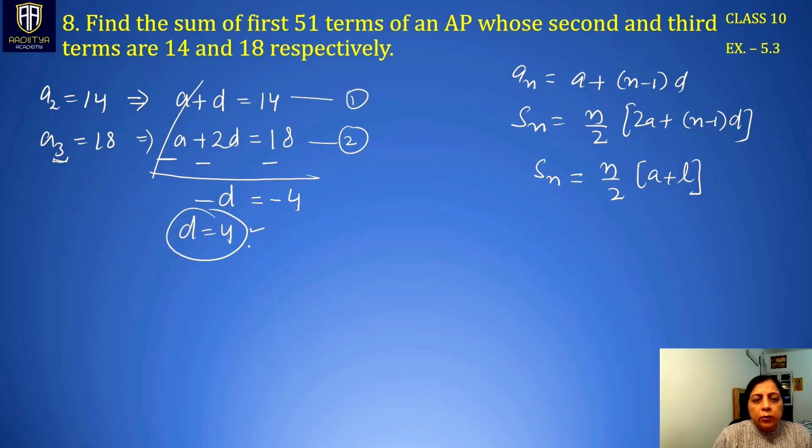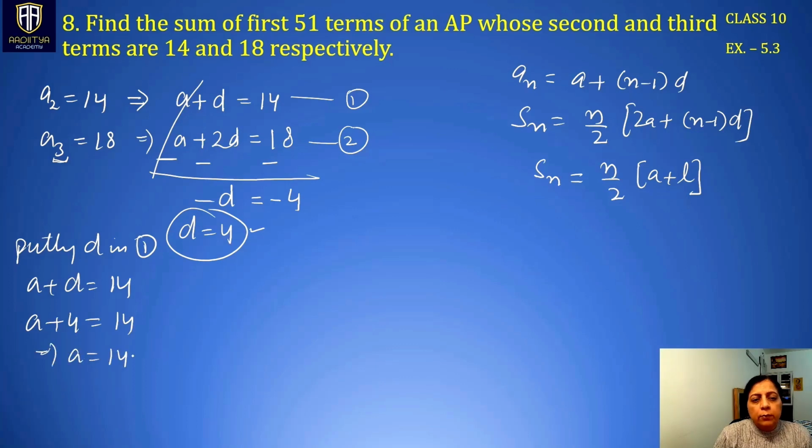Now we have got d, we require a also, which is not known to us. So by putting d in equation 1, we have a plus d is equal to 14. So a plus 4 is equal to 14. That means a becomes 14 minus 4. So a is 10. Now we have got d and a both, and we have to find the sum of first 51 terms.